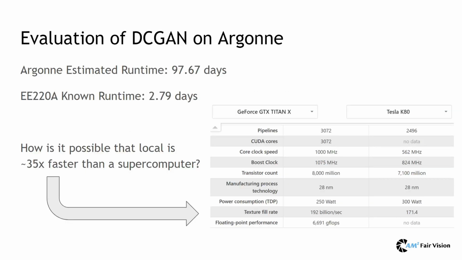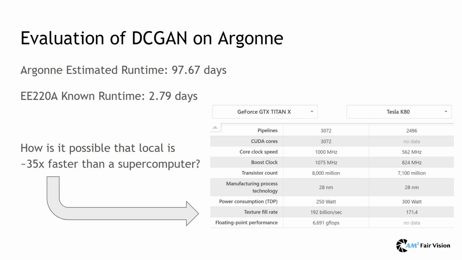Tina's EE220A known runtime of DCGAN was a mere 2.79 days, so how could local be approximately 35 times faster than a supercomputer? The determined answer is that, while local is faster, acceleration of DCGAN as it runs could reduce the expected 97.67 day runtime significantly. Still, how is the EE220A machine faster?